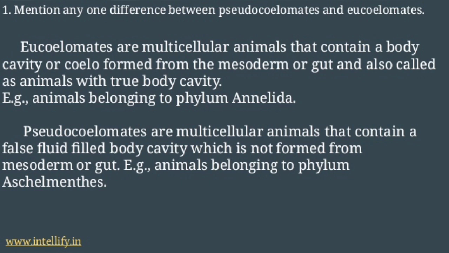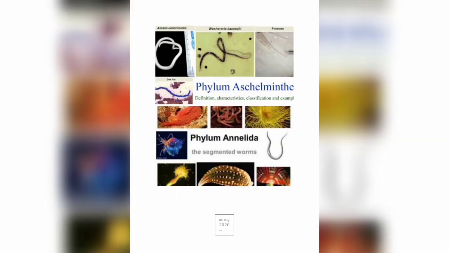Some of the examples for eucoelomates are animals belonging to phylum Annelida, and for pseudocoelomates, animals belonging to phylum Aschelminthes. Here, these are some of the examples for both phyla. And phylum Annelida includes segmented worms, ringworms, etc.